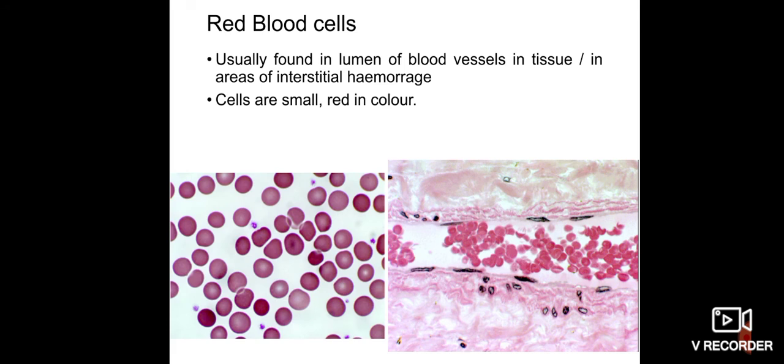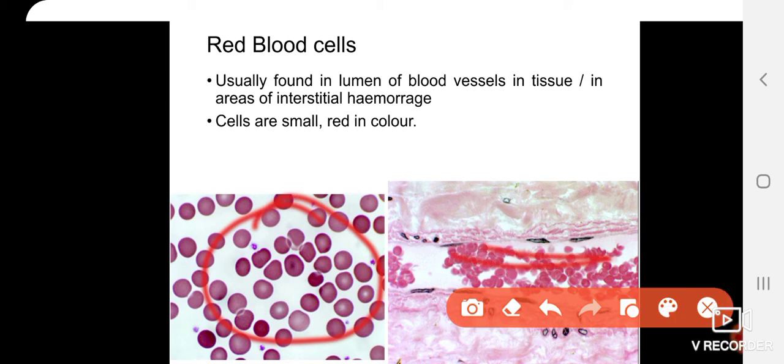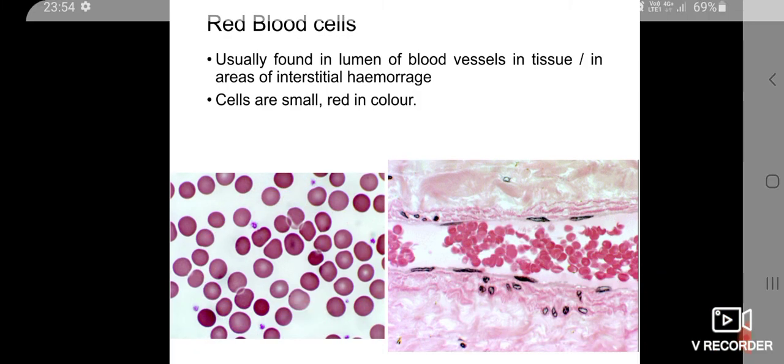Next we have RBC. So RBC, as you all know, is found usually in the lumen of the blood vessels. On the left side you have this picture of peripheral smear. You can see the RBC. In histopath slide, the RBC will be seen usually within the blood vessels in red color.